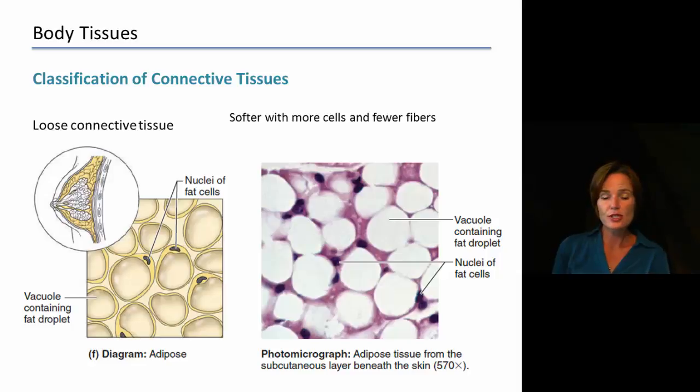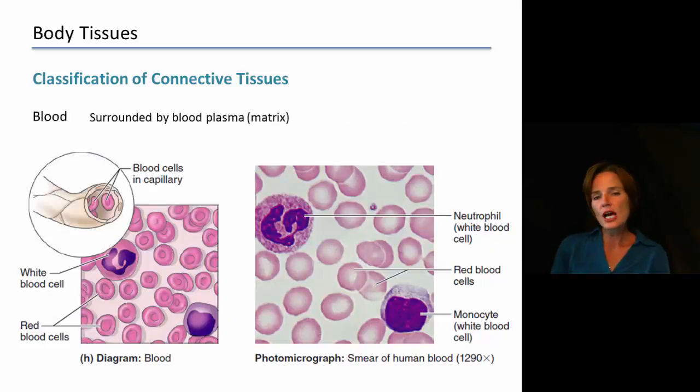Loose connective tissue is going to be softer. It has more cells and fewer fibers. The fact that it has fewer fibers and more cells is what's going to give it a much softer overall texture. And then when we're talking about blood, blood seems like an odd one to throw into this category, but we do consider it a connective tissue. It is going to be surrounded by blood plasma. That is the actual matrix, which is why we're putting it in this particular category.